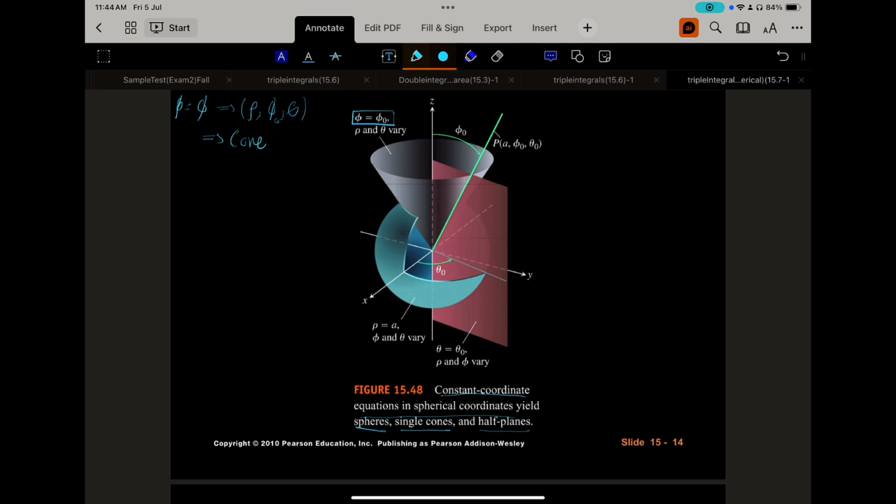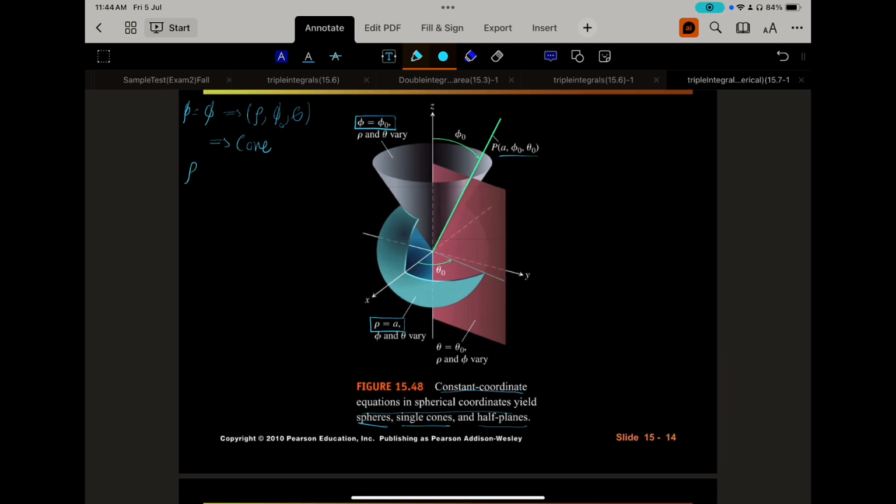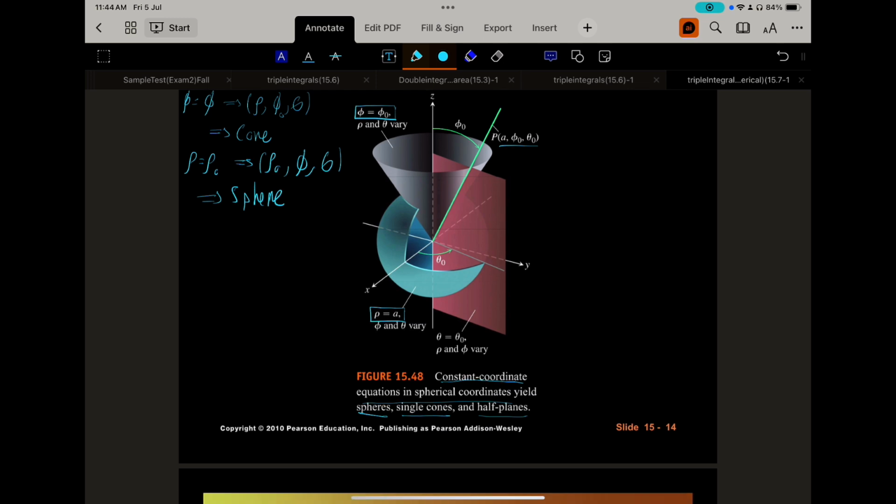Now this is the point, of course. Now, if we let rho be a constant, say rho equals rho naught, and vary phi and theta, then we have (rho naught, phi, theta). Now this is going to yield us a sphere. Why is that? Well, basically, rho is fixed, so we have only a specific value for rho. But we can vary phi and we can vary theta, so theta can be like this, and also we can have this vector with the same rho but with different phis and different thetas.